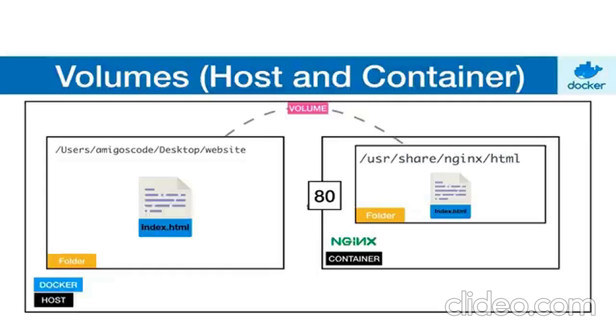All right, let's go ahead and create a volume between our host and our container. So inside of our desktop, in the host machine, we will create a folder called website, and then we're going to have an index.html. So the contents inside of the website folder will be shared inside of the container in the following directory: /usr/share/nginx/html. So that way, when we hit the URL in our web browser, we will be served with our own files. So let's go ahead and do that now.